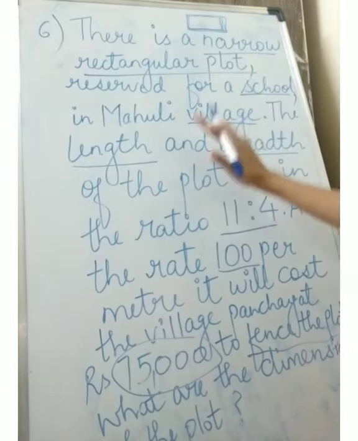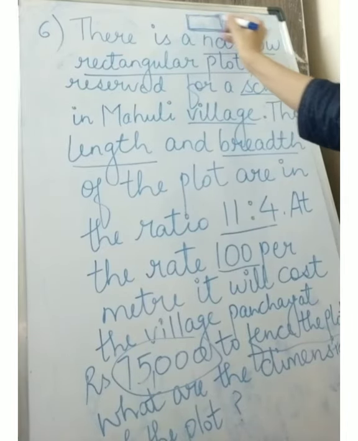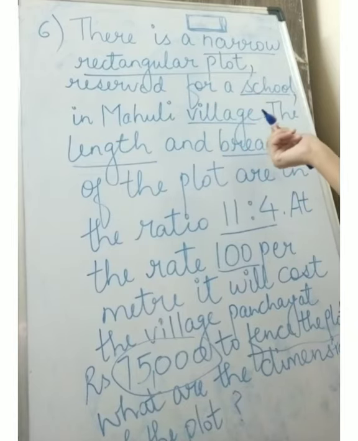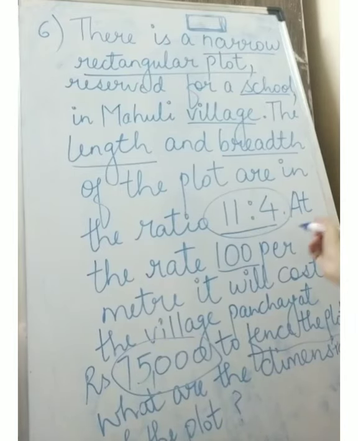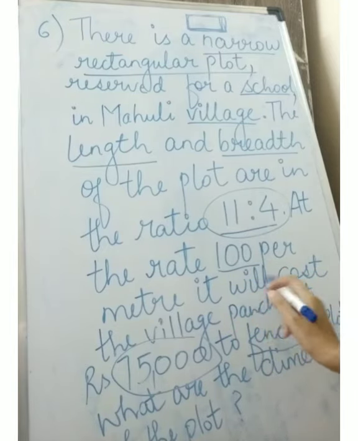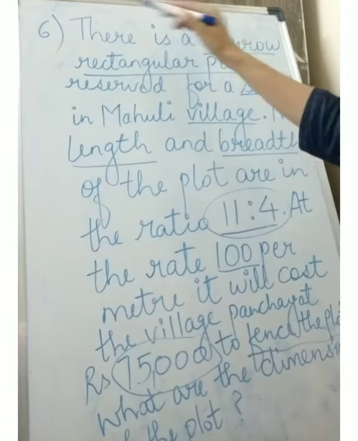I hope the question is clear. One more time I will explain this question. There is a narrow rectangular plot reserved for a school in Maholi village. The length and breadth are given in the ratio of 11:4, and at the rate of 100 per meter it will cost the village panchayat rupees 75,000 to fence the plot. Okay, fencing they will do in this plot.